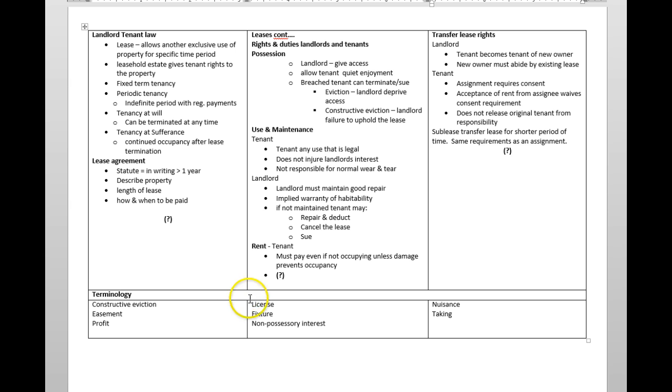So we have another question. Sorry, it's not in red, but at least I saw it. Go hop over, do that one. And then we're going to talk about how to transfer lease rights.